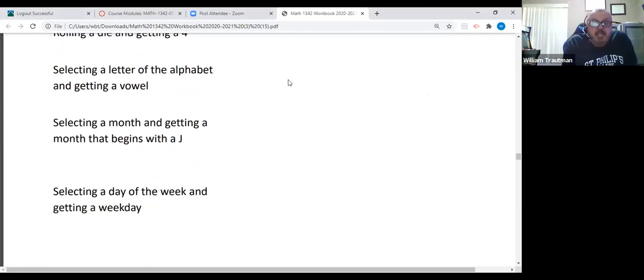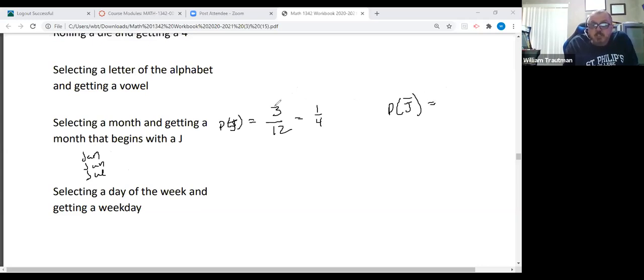Selecting a month and getting a January. So probability of a J in the month. Well, we know there are 12 months in a year. Getting a month that begins with J: January, June, July. I think that's it, right? 3 of the months begin with J, which reduces, by the way, to 1 out of 4. So the probability that they don't have a J at the very beginning would be 9 out of 12.